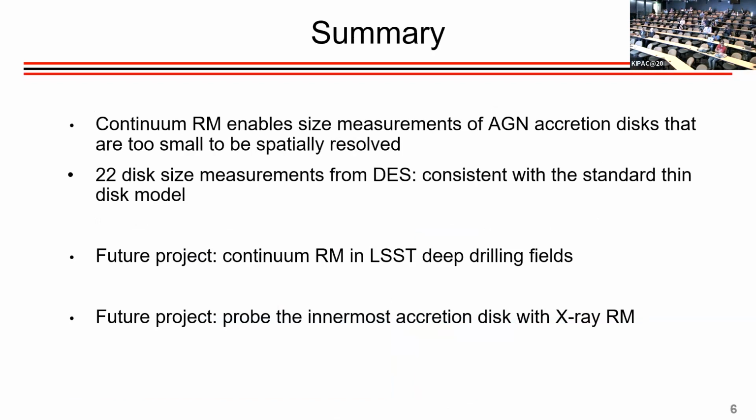Thanks for the talk. Since you are already able to measure disk size with DS, I'm curious, do you need a deep drilling field from Rubin to do this? Or is the wide field that can give you more sample for your science?